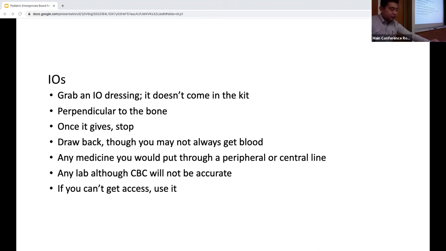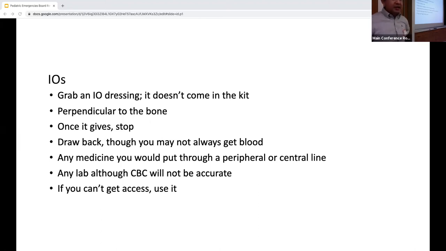You should draw back once you're in. You might not always get blood, and the blood you do get is marrow, so it's going to be thicker than normal. You can put any medicine. You can use it as a central line, so you can put anything you would otherwise put through a central line through the IO. Most labs will be fine, except the CBC, because you're testing bone marrow, the CBC is going to be a little weird, so those tests can be inaccurate.